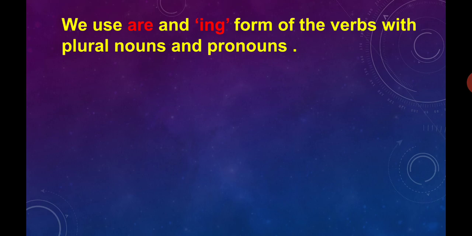If the noun or pronoun is in its singular form, at that time we use is as a helping verb and then add the ing form of the verb in a present continuous tense. Okay? And then if the nouns and pronouns are in the plural form, then we use are as a helping verb and the ing form of the verb in the sentence.